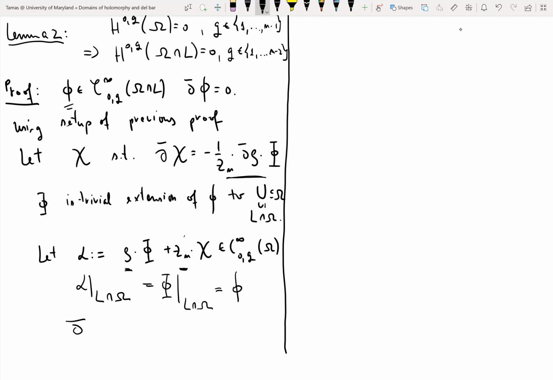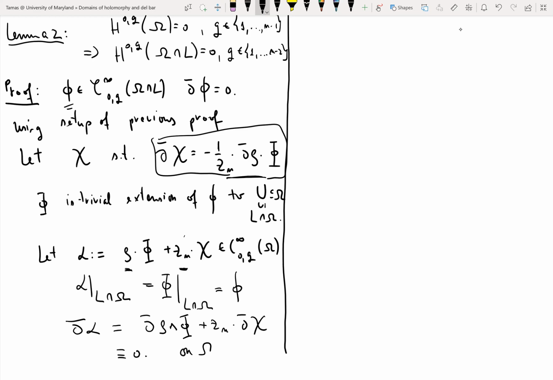And let's see if I have closedness as I proposed. So this is going to be del bar rho wedge capital Phi. When I hit the capital Phi with del bar, I just get 0 because the capital Phi is the trivial extension in the Zn direction of small phi. And similarly, in the second component, I get plus Zn times del bar of chi. So again, by the defining equation of chi, I get that this is identically equal to 0 on omega. So alpha is indeed a closed form here.